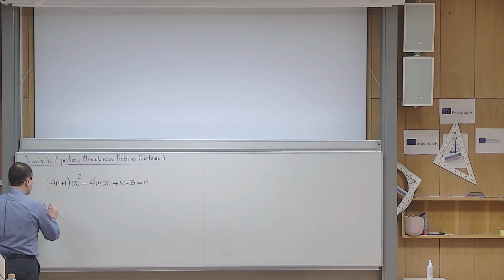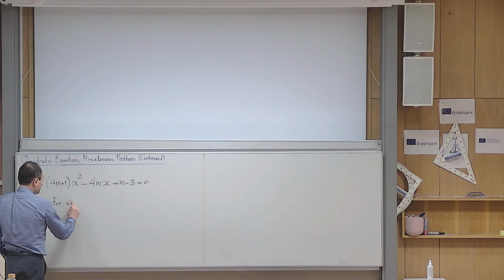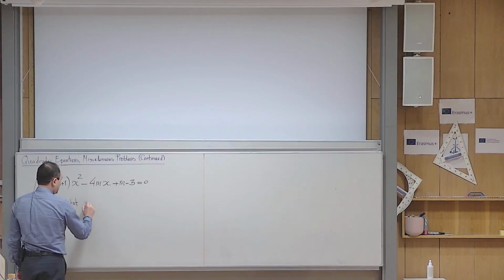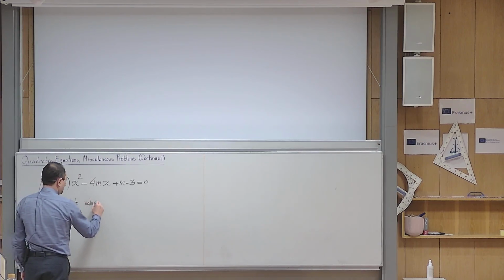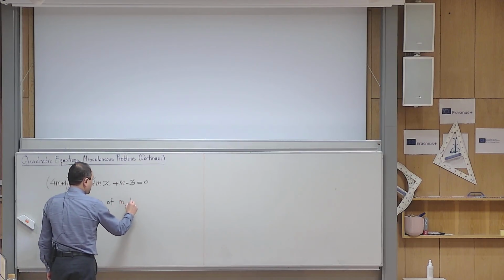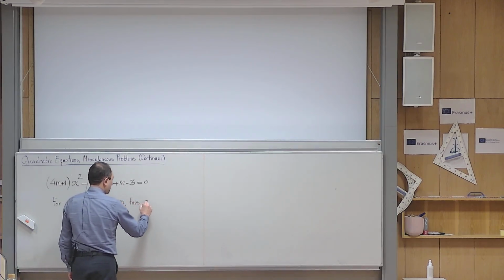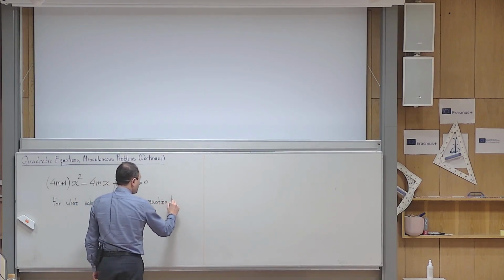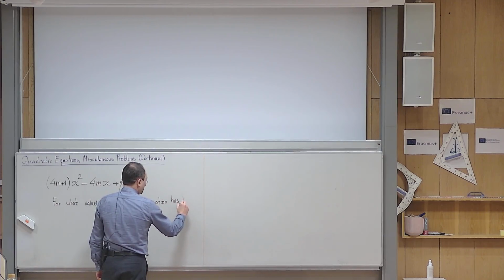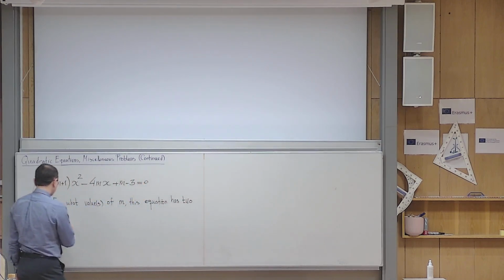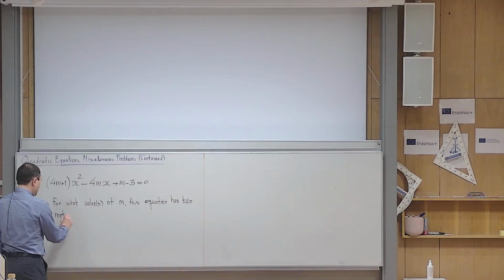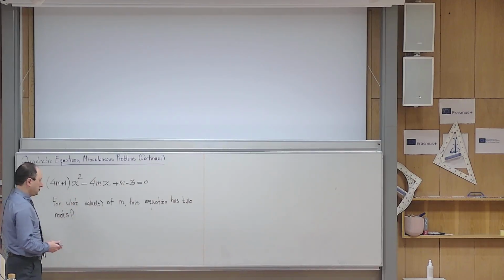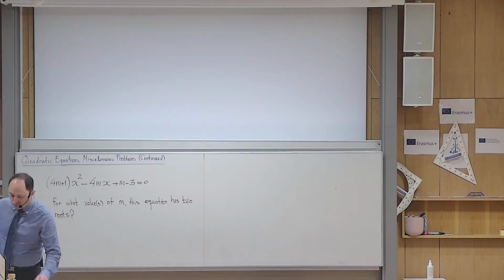So let me write it in summarized form. For what values of m does this equation have two roots? Okay, so that was the question.